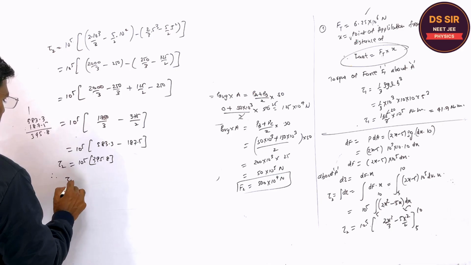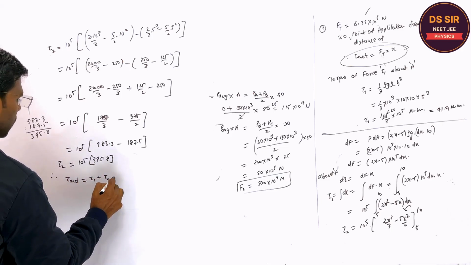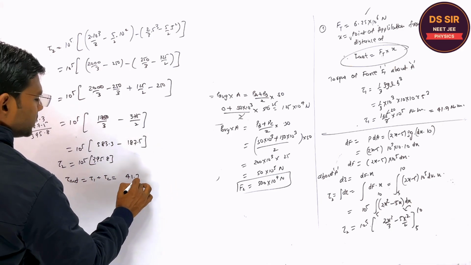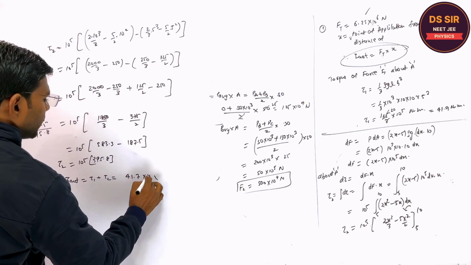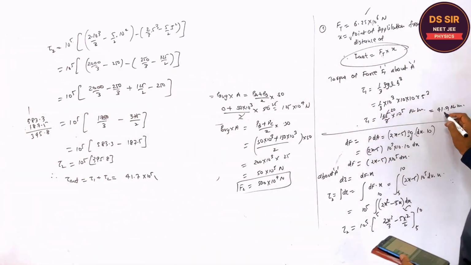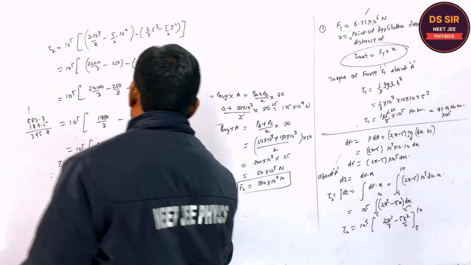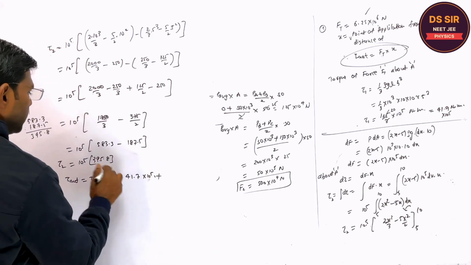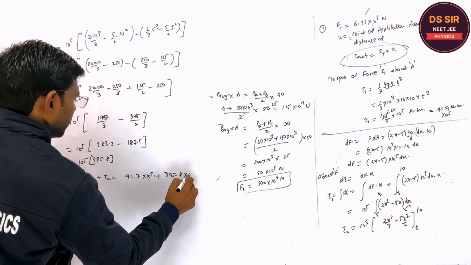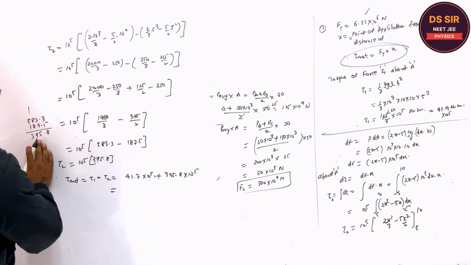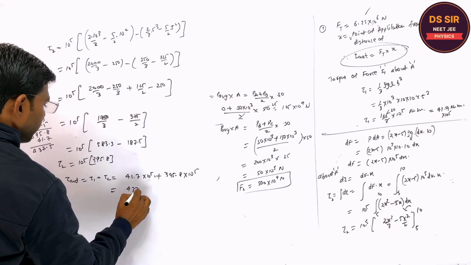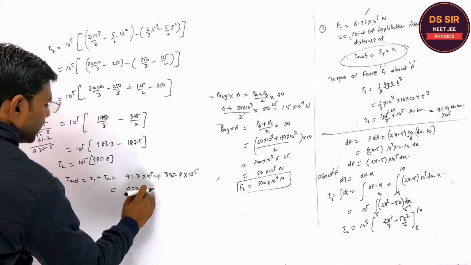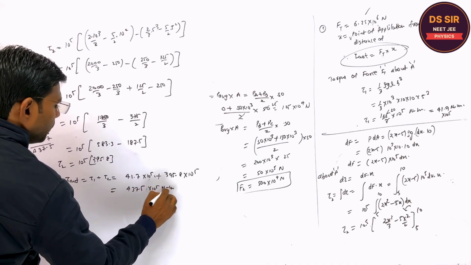So what is the net torque? It is tau 1 plus tau 2. The tau 1 is 41.7 into 10 to the power 5. Plus tau 2, this is 395.8 into 10 to the power 5. So when you add them, you get 437.5 into 10 raised to power 5 Newton meter, right?